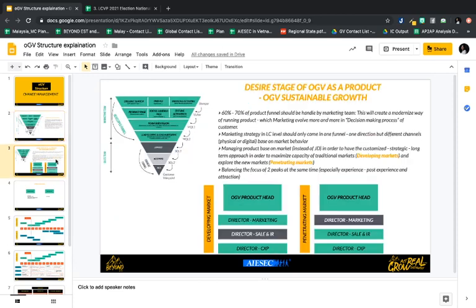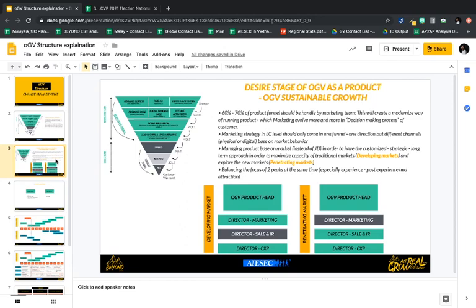So because of that, the desired state of oGV as a product: first of all, 60% to 70% of our funnel should be handled by the marketing team. So the decision to not have a B2C VP anymore doesn't mean that we will kill B2C. In here I will not call it B2C, but I will call it marketing.